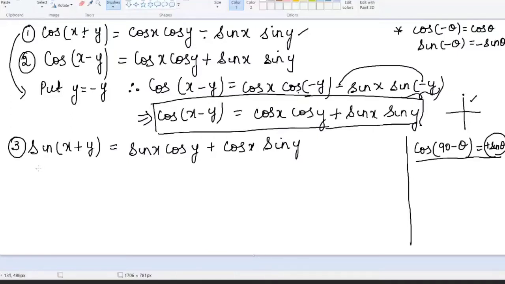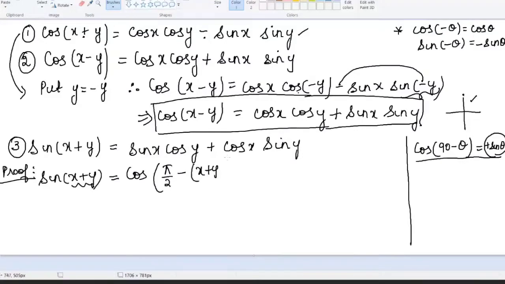But this derivation, how to get it, won't be asked. Just remember the formula: sine x plus y is sine x cos y plus cos x sine y. How to get that? Here is a proof for this. So sine of x plus y. Look at what sine theta is. Sine theta I can write as cos 90 minus theta. So this I can write as cos of pi by 2 minus theta, and theta is now x plus y. You have to be careful. This is the first step you need to understand.